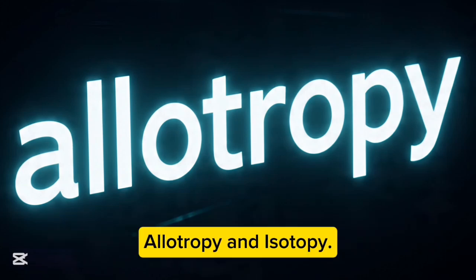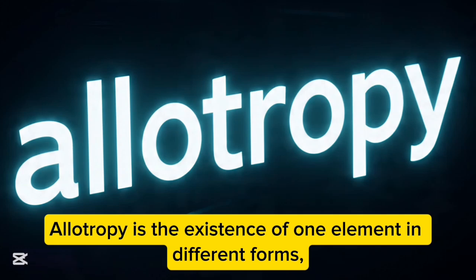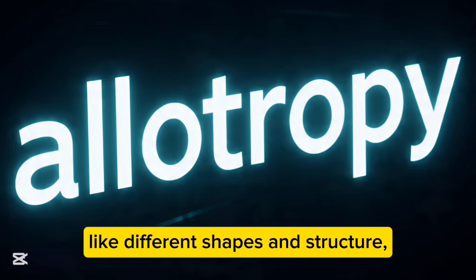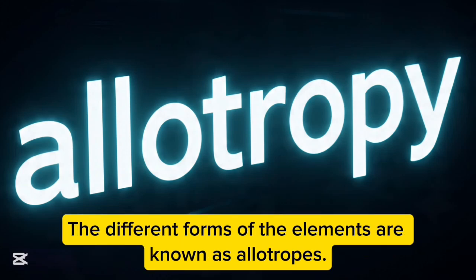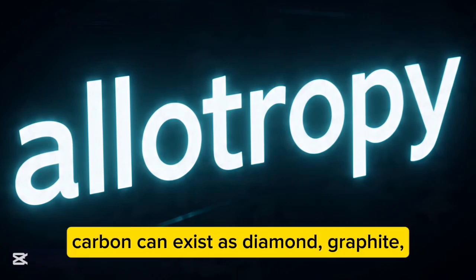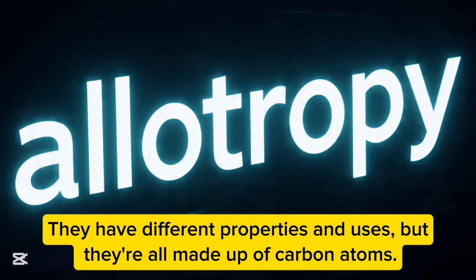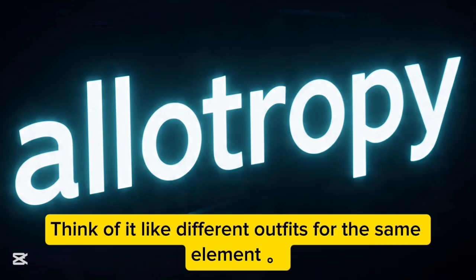Allotropy and isotopy. Allotropy is the existence of one element in different forms, having different physical and chemical properties, like different shapes and structure. The different forms of the elements are known as allotropes. For example, carbon can exist as diamond, graphite, or graphene. These are all allotropes of carbon. They have different properties and uses, but they're all made up of carbon atoms. Think of it like different outfits for the same element.